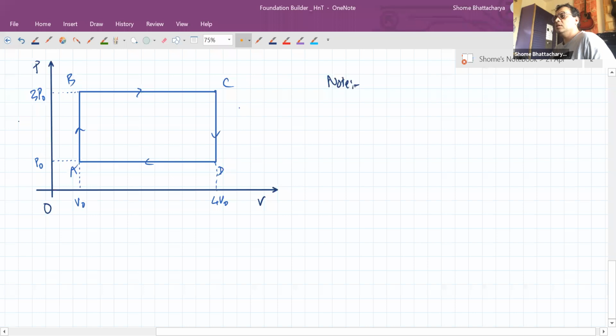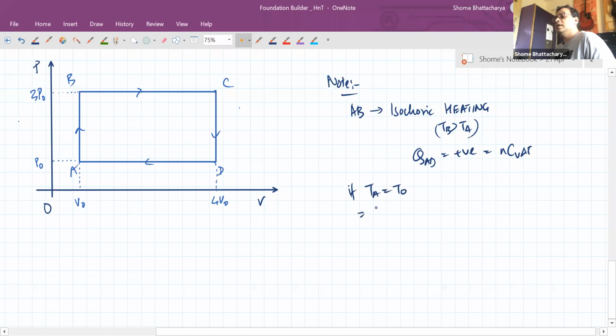We can see that AB is an isochoric heating. Temperature at B will be greater than temperature at A. So QAB is positive and equal to nCV delta T. If temperature at A is equal to T naught, then temperature at B is equal to PB upon PA times temperature at A, because during this process AB, temperature is directly proportional to pressure. That is how we understand this. So temperature at B will become 3 T naught because the pressure is becoming triple.